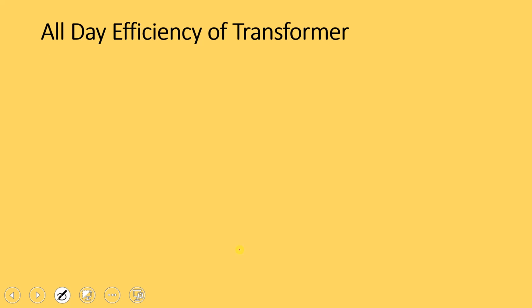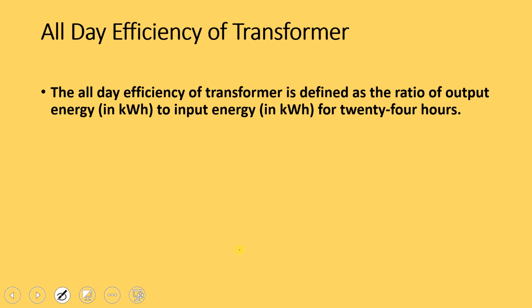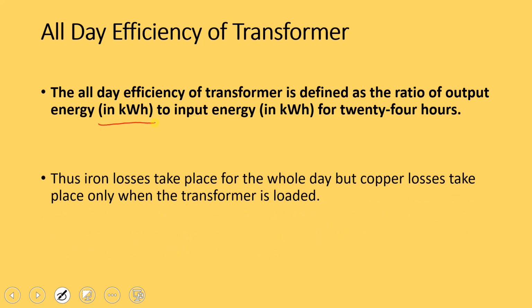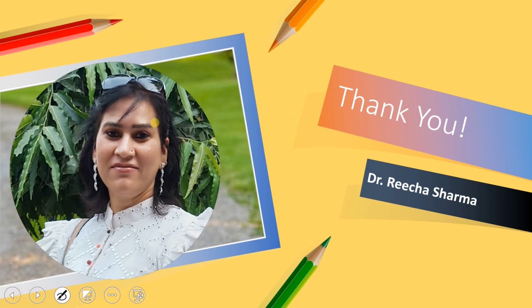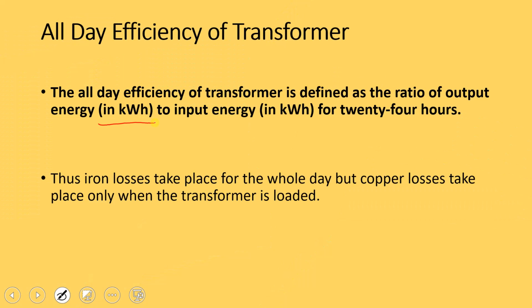Then the all day efficiency of the transformer. All day efficiency of a transformer is defined as the ratio of output energy, measured in kilowatt hours, to the input energy for 24 hours. The iron loss takes place for the whole day, but the copper loss takes place only when the transformer is loaded. So this is all about transformers.